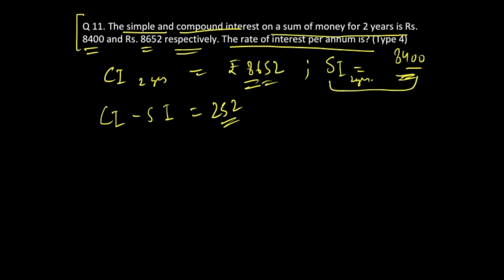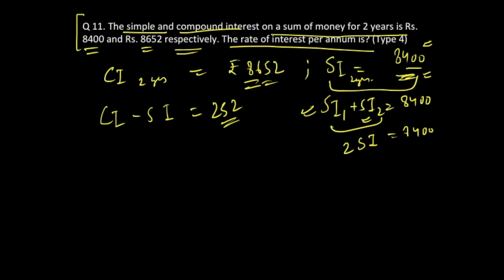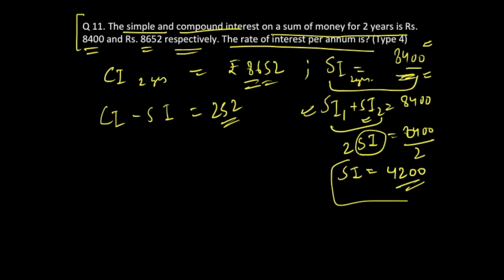So this simple interest for 2 years was 8,400. So simple interest for the first year plus simple interest for the second year is giving you 8,400, right? You also know that simple interest for every year remains the same because it is not getting compounded. So these two values are the same, so twice of simple interest is 8400. If you have to calculate simple interest for one particular year, you divide it by 2, so you get your answer as 4,200. So this is the simple interest getting generated in the very first year.